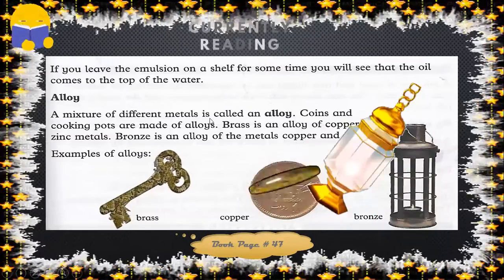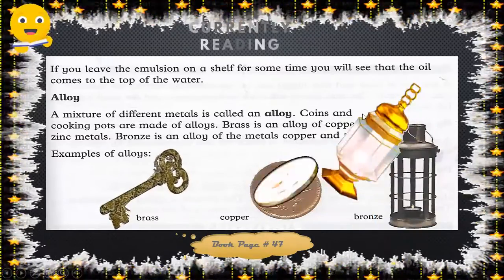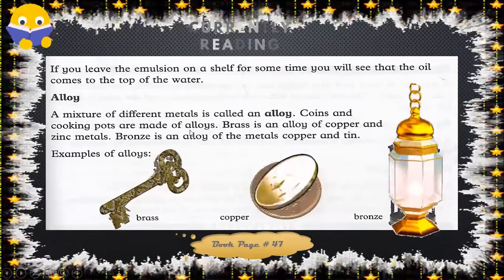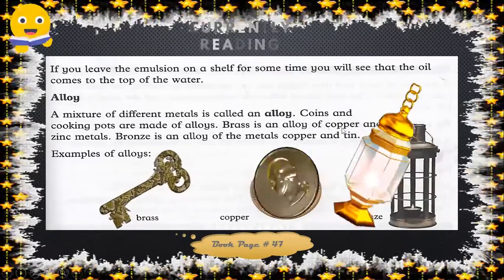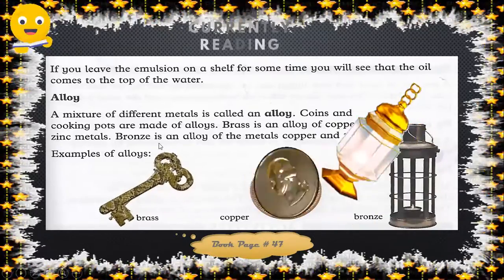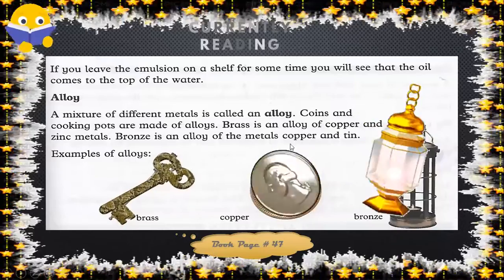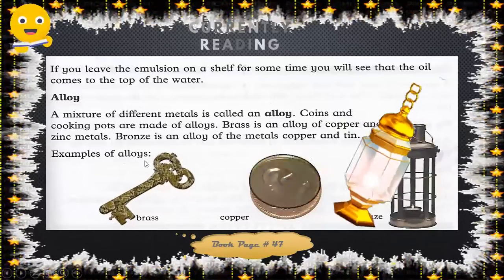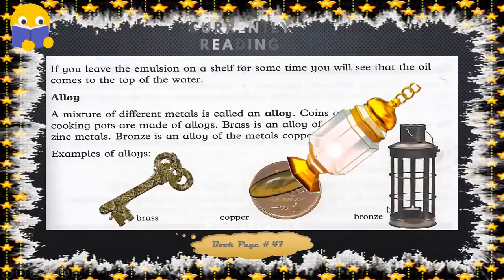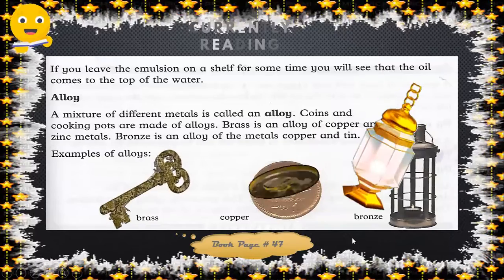Alloy. A mixture of different metals is called an alloy. Coins and cooking pots are made of alloys. Brass is an alloy of the metals copper and zinc. Bronze is an alloy of the metals copper and tin. Examples of alloys: brass, bronze. That will be all for today.